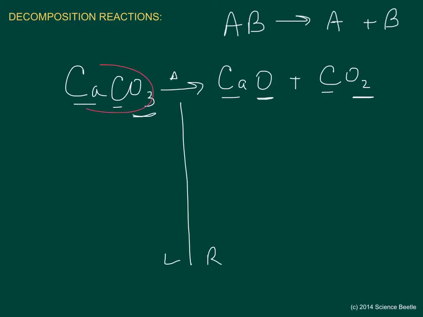Here we've got one compound, so that'll give us a coefficient of 1. And on the right-hand side we've got one calcium oxide, so that'll give us a coefficient of 1. And we've got one carbon dioxide, which will also give us a coefficient of 1.